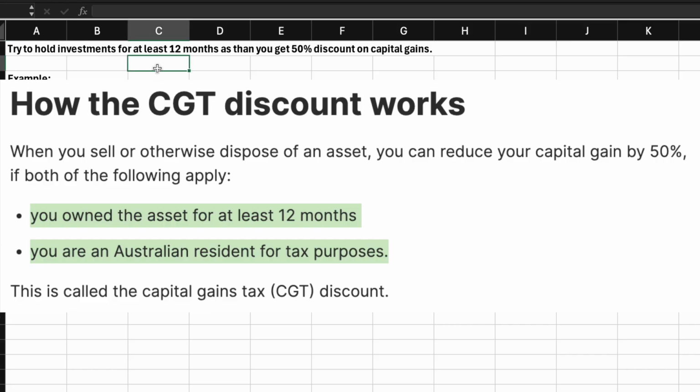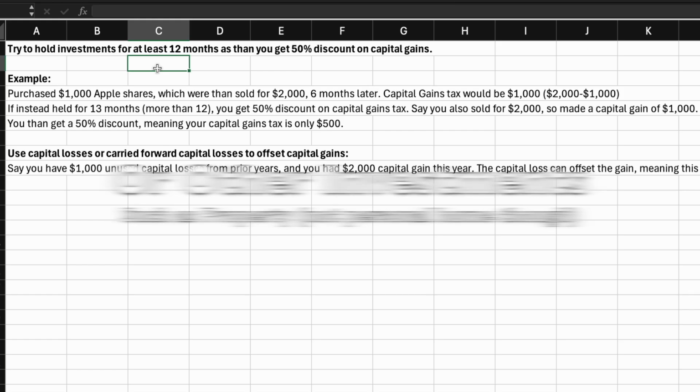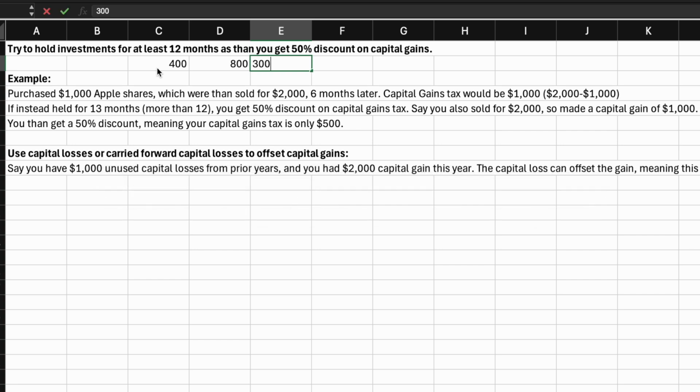So basically how capital gains tax works is it's the profit you make on selling shares. So if you buy shares for $400, sell it for $800, you've made $400. And if you've held that less than 12 months, that $400 is all capital gains tax and goes towards your assessable income. But if you've held it more than 12 months, you get a 50% discount. So you only have capital gains of $200.